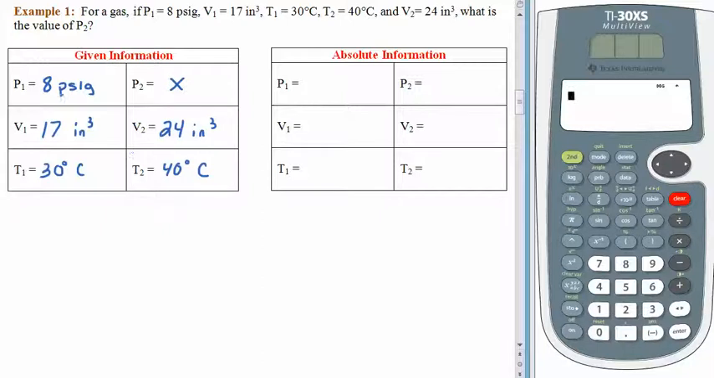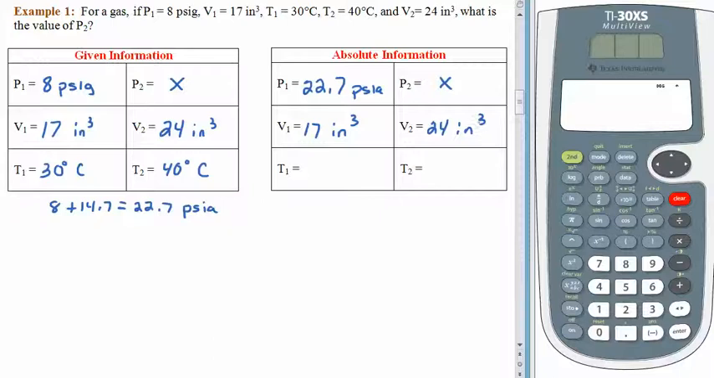The first thing we have to do is take this PSIG and turn it into PSIA. So 8 PSIG plus 14.7 is going to give us 22.7. And of course that's PSIA, and we'll put it up here. The second pressure, we don't know. Volume doesn't have any absolute measurement. I mean, it is absolute measurement already. So 17 inches cubed is here, 24 inches cubed is there.